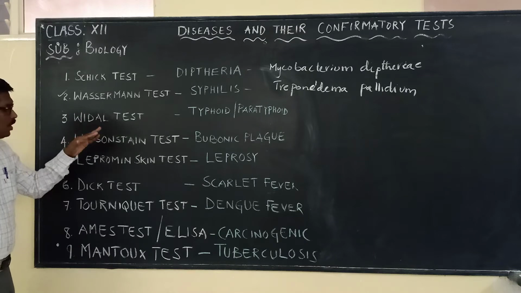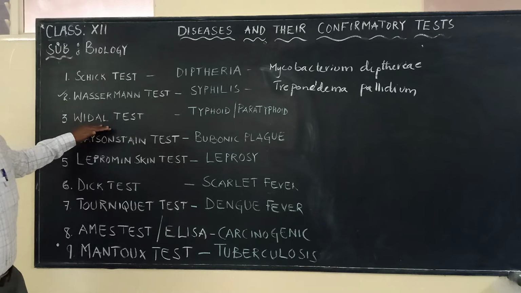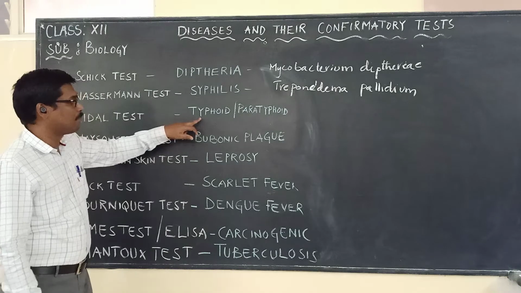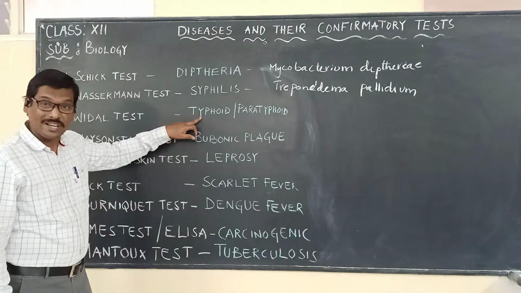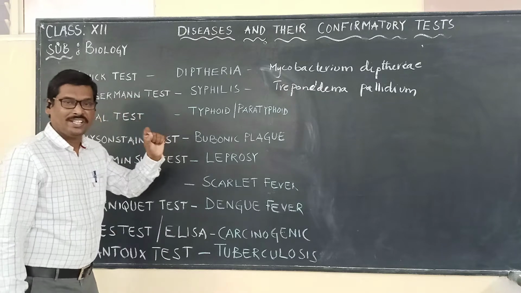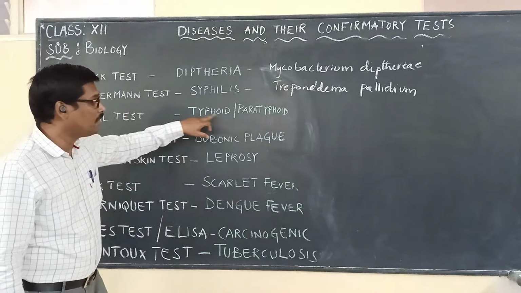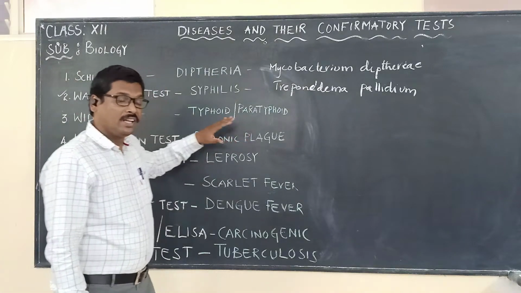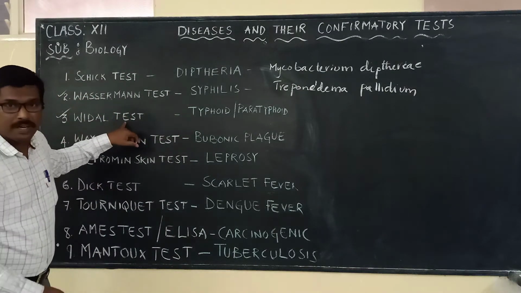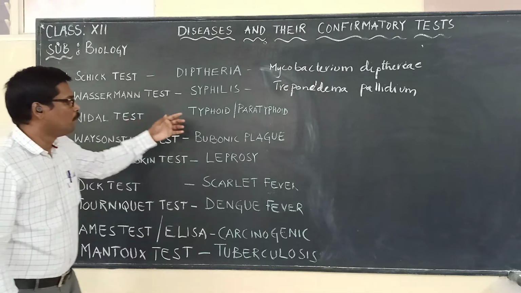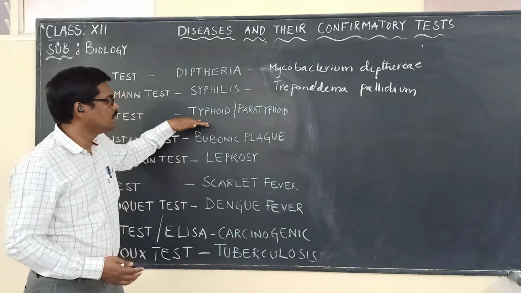Next one is the Weidel test. The Weidel test is done to determine that a person is suffering with typhoid, or to confirm that he or she is suffering with typhoid or paratyphoid. The Weidel test is a very common one, and everybody is familiar with this test because there are many people who are suffering with typhoid.